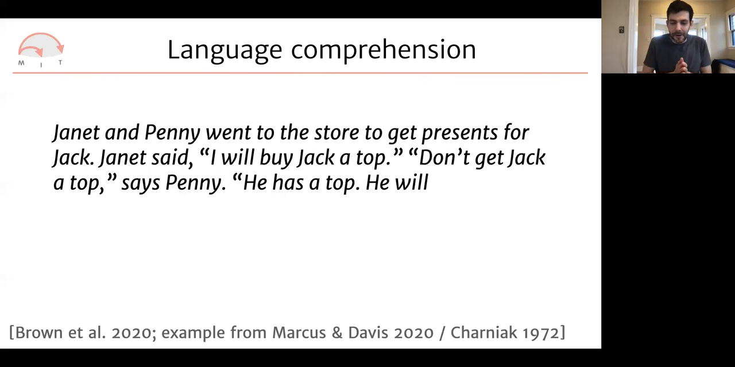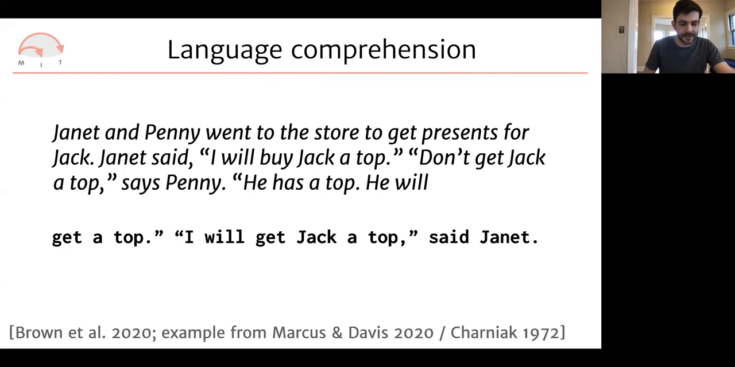It's an exciting time to be working on language models, as an example of why. Here's a passage that I lifted from a Gary Marcus article that has some other problems, but this particular passage is actually kind of cool. We take some text actually from Eugene Charniak's PhD thesis: Janet and Penny went to the store to get presents for Jack. Janet said, I will buy a top. Don't get Jack a top, says Penny. He has a top. He will ... And we allow a state-of-the-art language model, in this case GPT-3, to complete this passage.